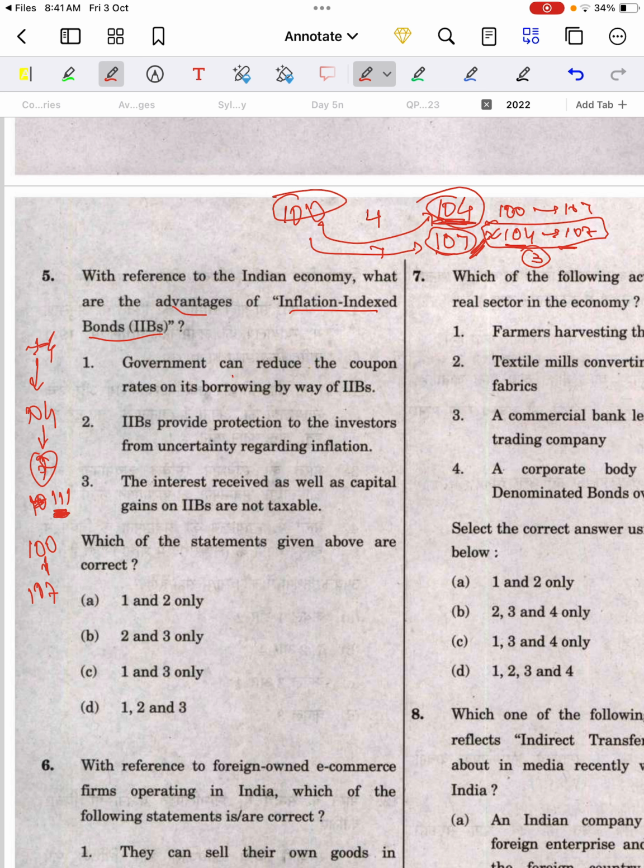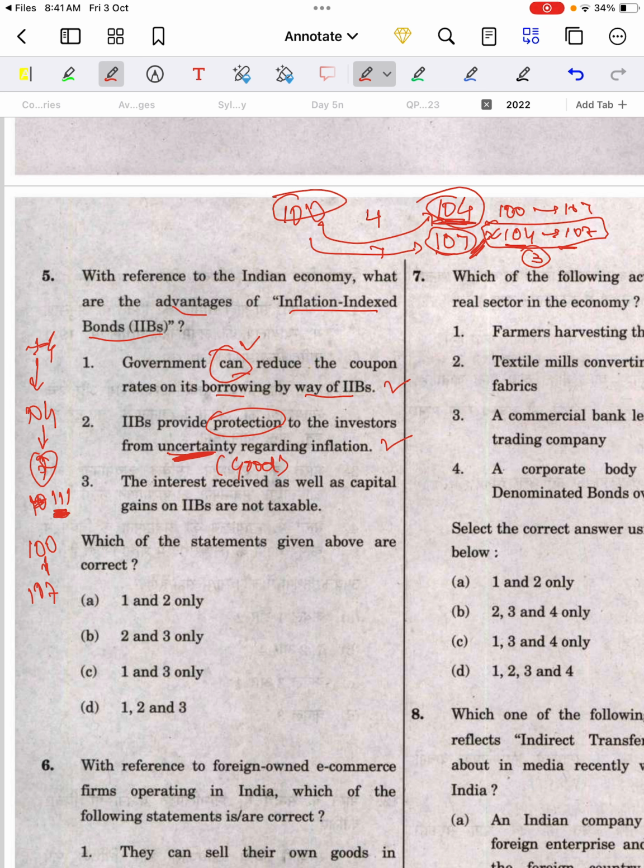Government can reduce the coupon. Can is a good word, we'll make the statement true. Can reduce the coupon rates on its borrowings by way of IIBs. Yes, right. Inflation indexed bonds will provide protection to investors from uncertainty. Yes, it is doing some kind of protection, right? It's doing something good, meaning giving protection against uncertainties, market uncertainties.